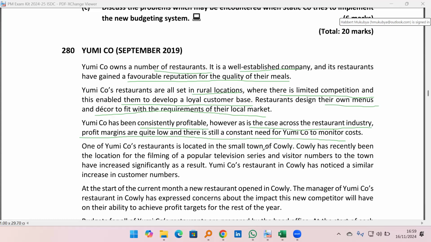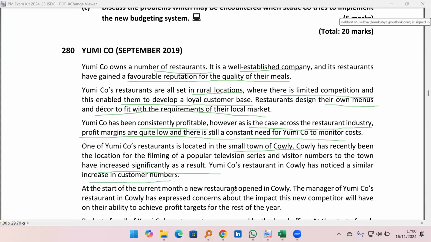So one of Yumi's restaurants is in the small town of Kauli, and Kauli has recently been the location for the filming of a popular television series, and visitor numbers to the town have increased significantly as a result. Remember, we said we could predict our customer base, but here we can't, because in this small town, there has been a popular television series showing, and therefore there is so many people coming. So there has been an increase in customer numbers in Kauli. So at the start of the current month, a new restaurant opened in Kauli, so there's competition.